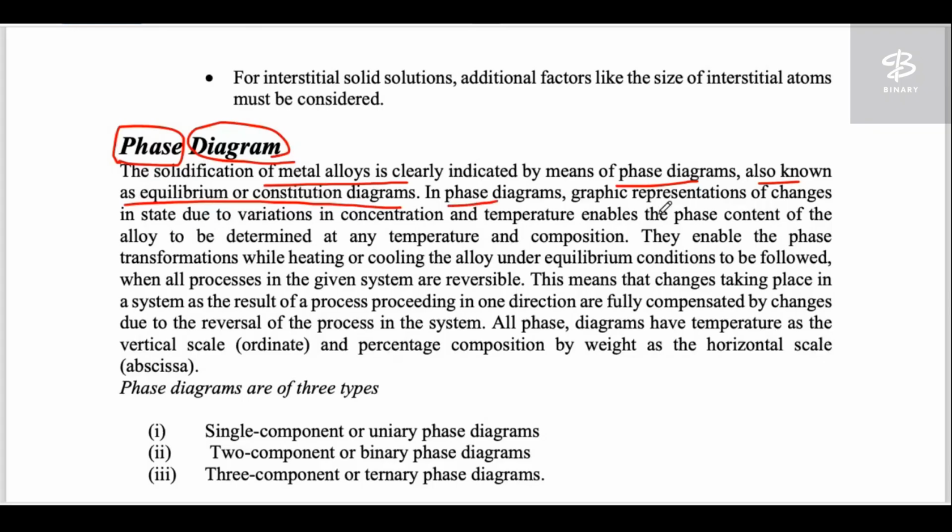In the phase diagram, the graphical representation of the changes in state due to the variation in concentration and temperature enables the phase content of the alloy to be determined at any temperature and composition. So first, it is a graphical representation of the changes in state. State means the position in which you can define the property. Different states mean different property values.